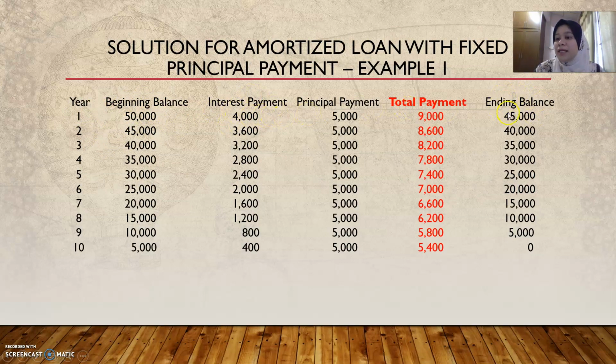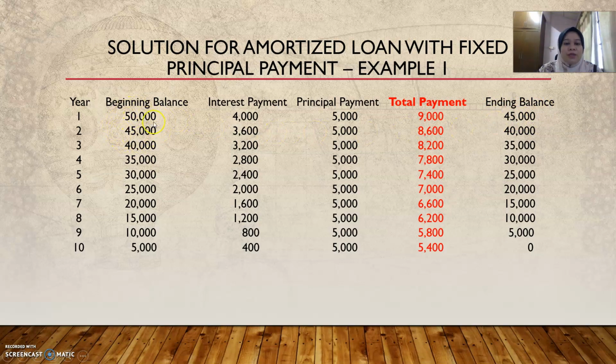So how are you going to get the ending balance here? Beginning balance minus the principal payment. That's how you get your ending balance. So 50,000 minus 5,000, you get the ending balance, 45,000. The ending balance will become the beginning balance for next year.